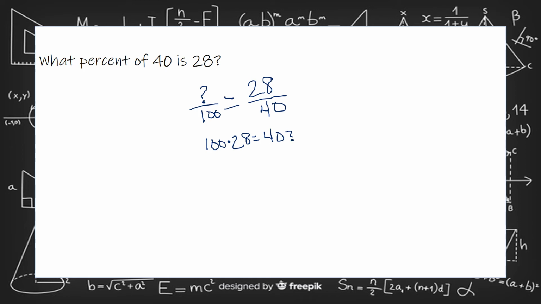So then 28 times 100 is 2,800. Because the 40 is squished up next to that question mark, we're going to divide both sides by 40. So 2,800 divided by 40 is 70. So what percent of 40 is 28?